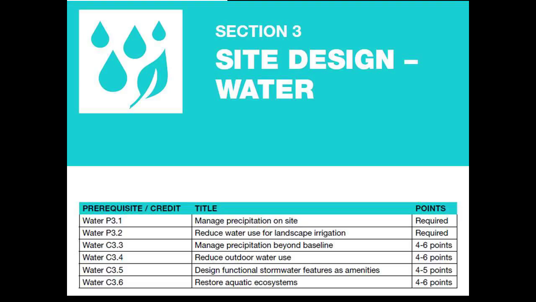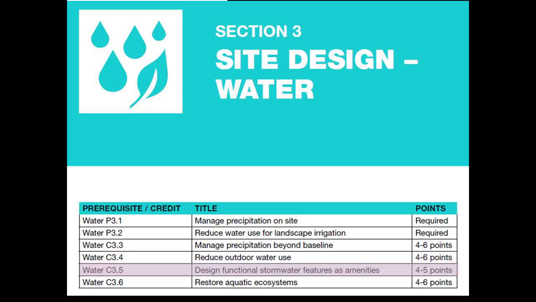So reducing water use for landscape irrigation, and then there is a credit associated with further reduction in outdoor water use. And it's the same idea. The degree to which we get to no drinking water used in the landscape is how you get the 6 points on that credit.